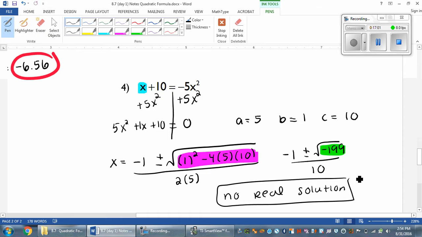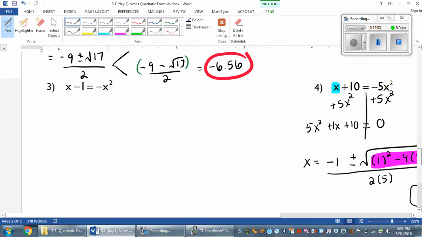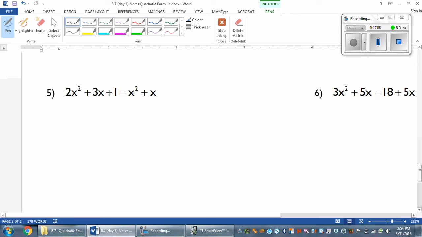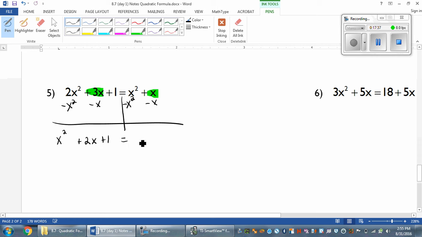Let's jump down to number 5. All right. Again, always look for your linear term. And if you notice, you have a linear term. I have 3x and x. So always, no matter what, if you have a linear term, set it equal to 0. We're going to move everything to the left because we want to keep the quadratic term positive. Subtract x from both sides. So what do we have left? 2x squared plus 2x plus 1 equals 0.